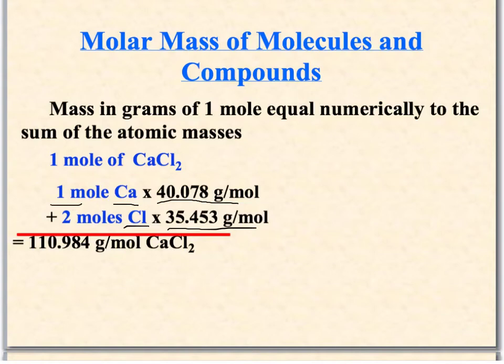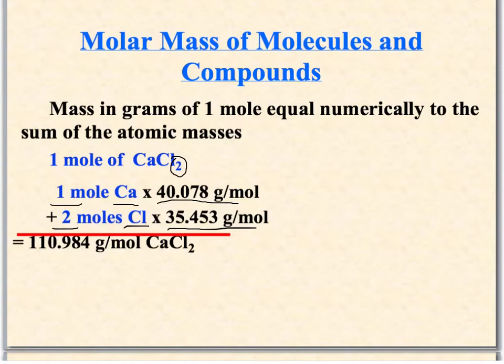If you look at the chlorine part, there's 2 chlorines. You can tell that by the little subscript 2 in that compound. So you're going to multiply the mass you found for chlorine by 2. Once you multiply that by 2, you're going to go ahead and add it all together.